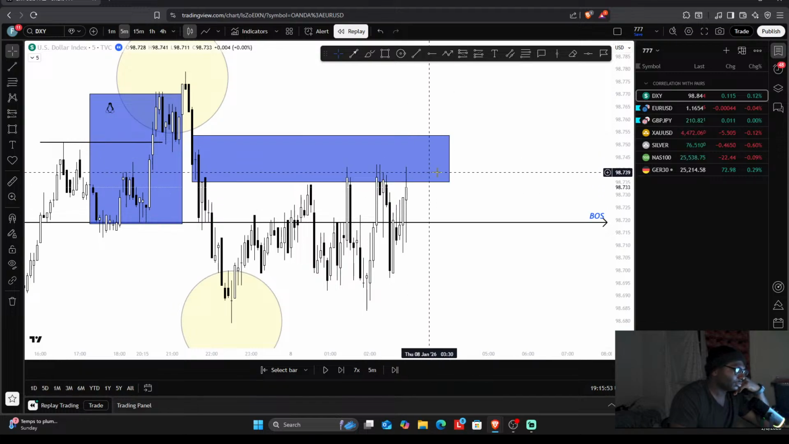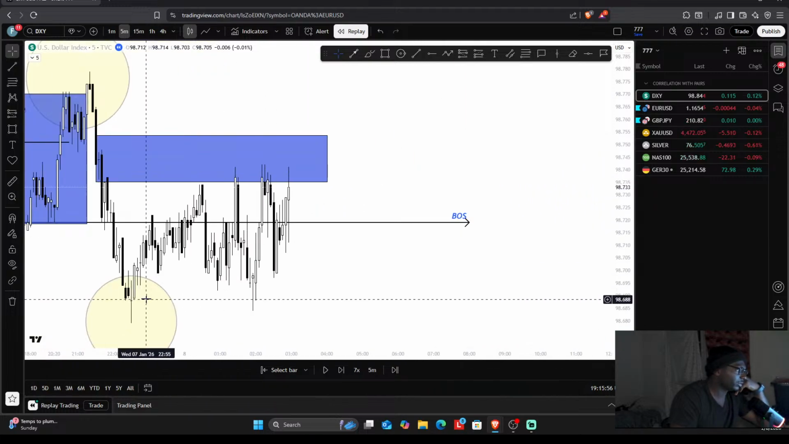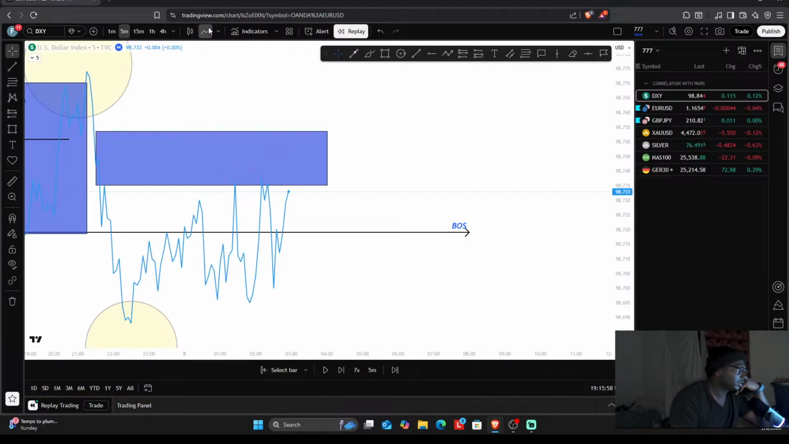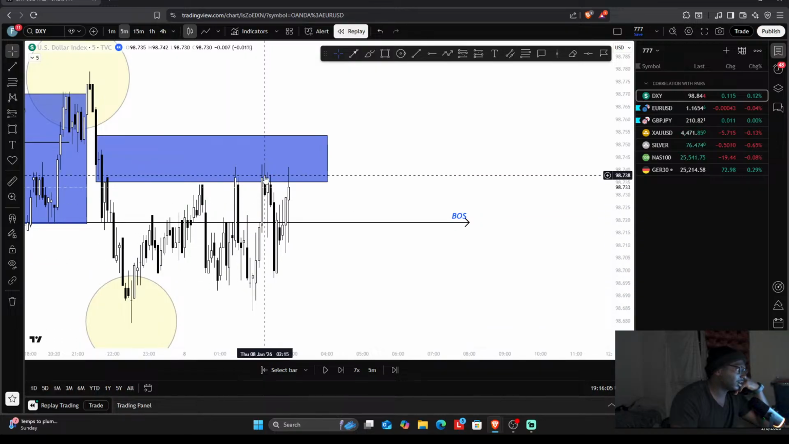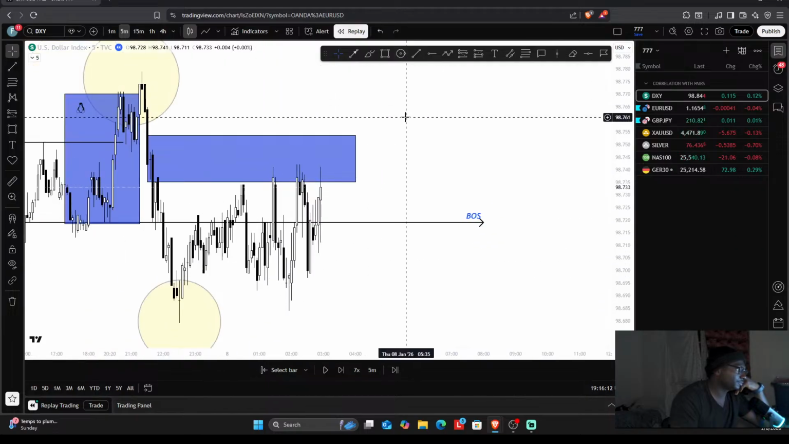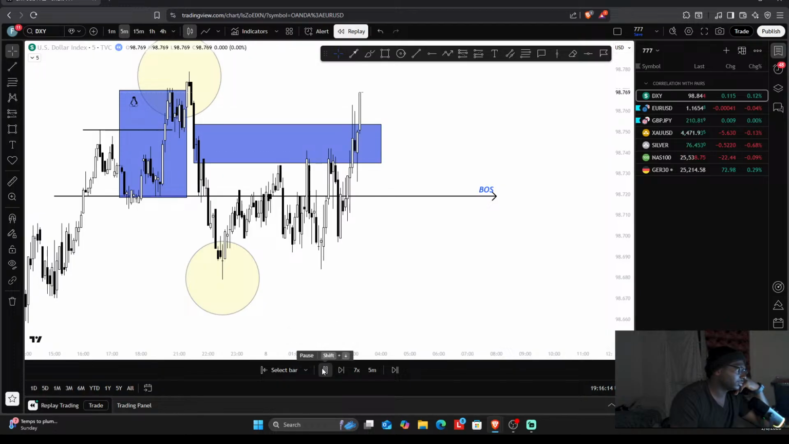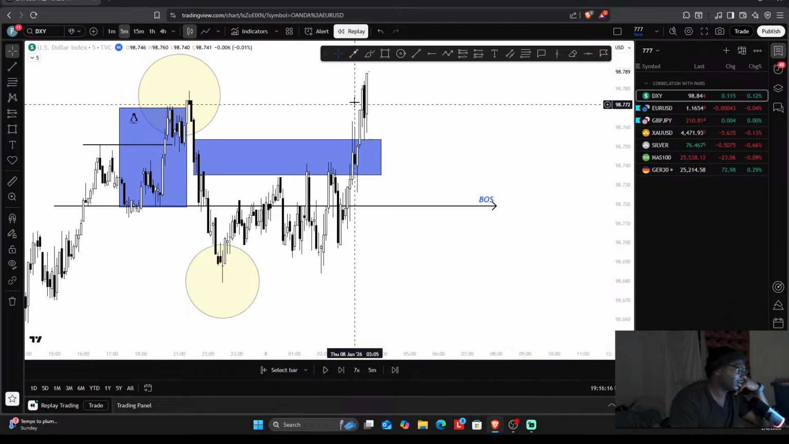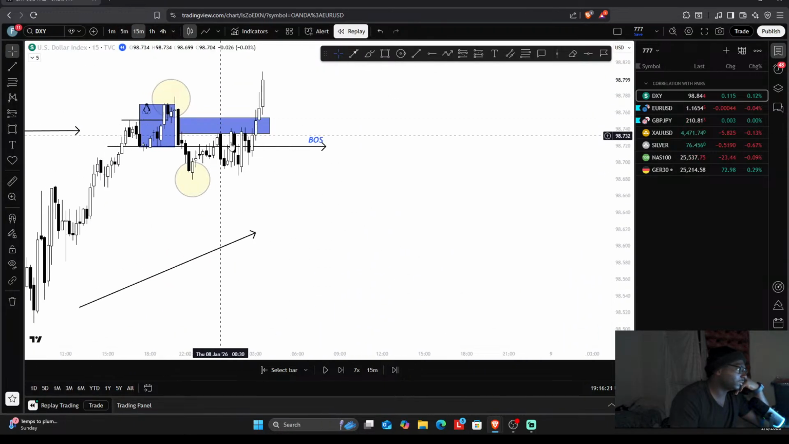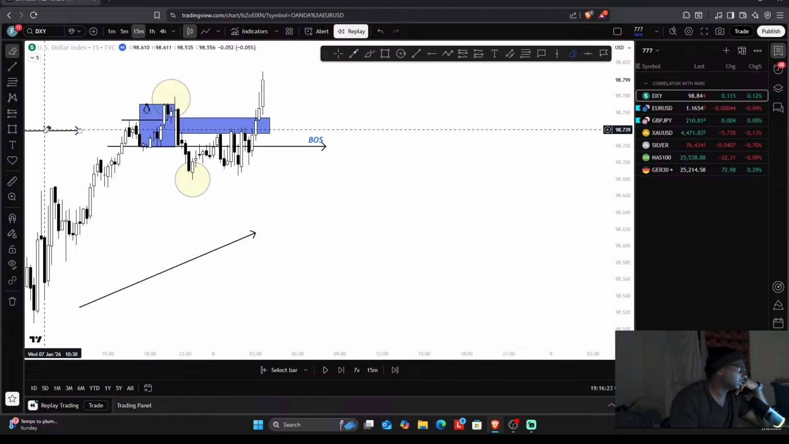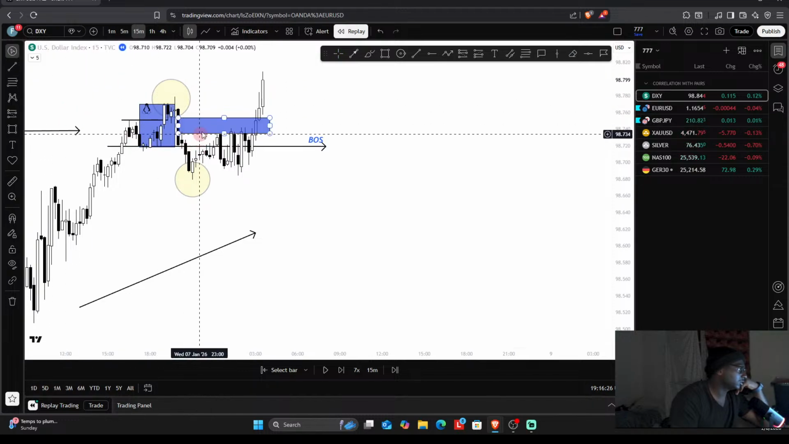We wanted price to break structure here, but price was continuing to accumulate. As you can clearly see, it was accumulating higher and higher. Right at this time, this was our high. This was our low. And you can clearly see price kept going higher high, higher low, higher high, higher low. It did break structure.